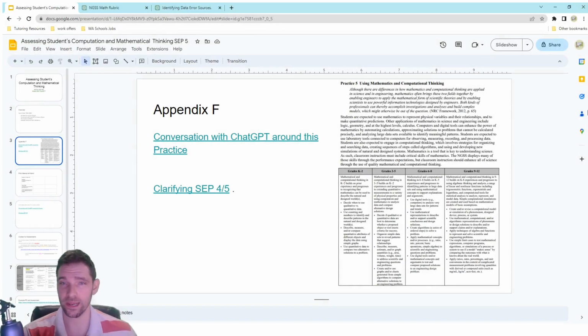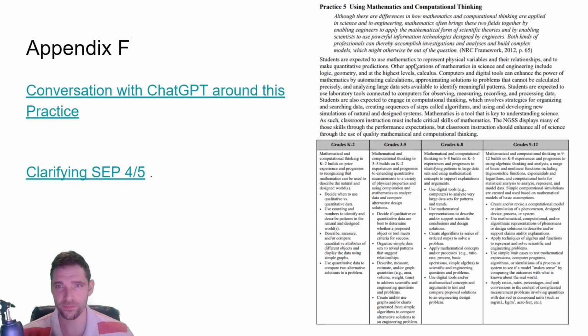For NGSS practice number 5, you can see this is from Appendix F. It's just the short written description of what it looks like at different grade levels, which I've found very useful in the past when making rubrics.